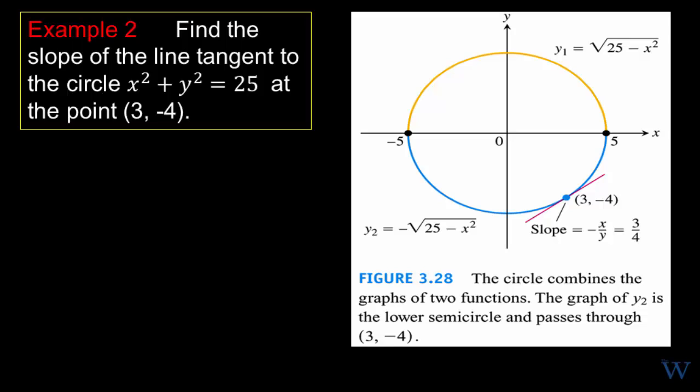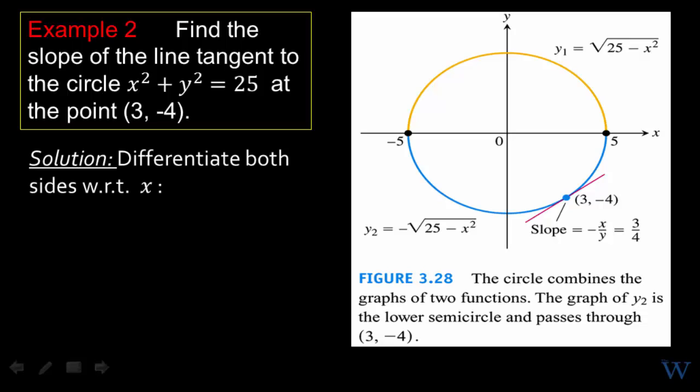So how do we do implicit differentiation? First, we differentiate both sides, term by term, with respect to x. And every time you encounter a y, you multiply by y prime. Okay, so what is the derivative of x squared? 2x. What's the derivative of y squared? 2y times y prime, because we use chain rule. And then it's equal to the derivative of a constant, which is 0. Okay, so there you go.